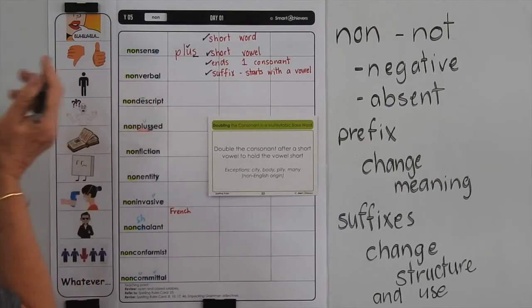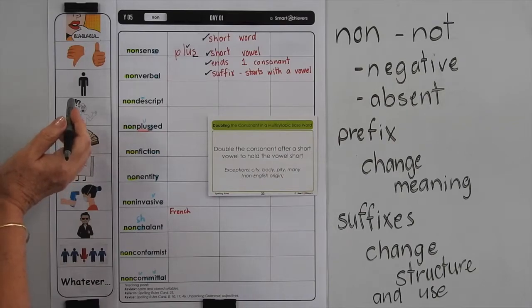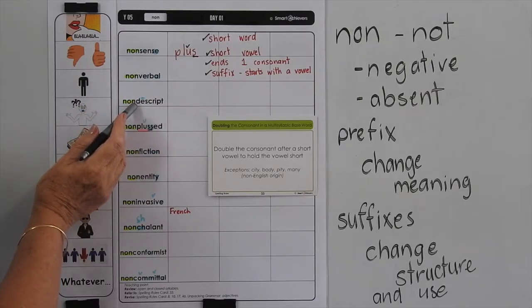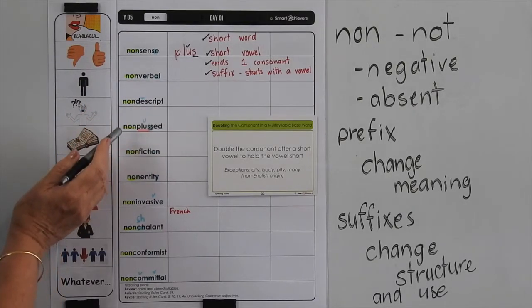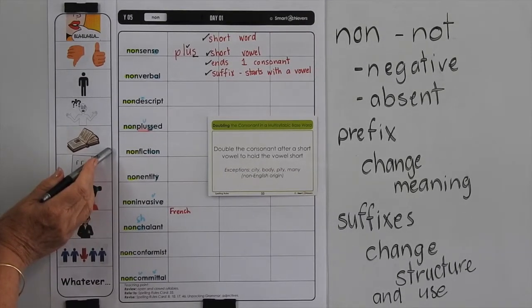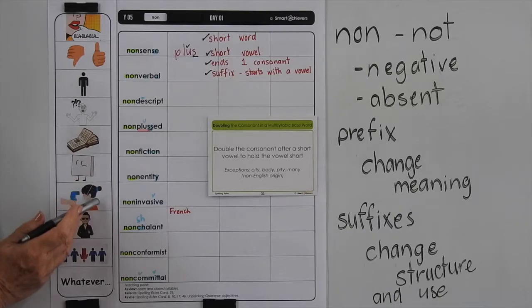Now, what does nonsense mean? Nonsense means words that have no meaning or make no sense. Non-verbal means not using words or speech. Nondescript means without distinctive features. Non-plus means surprised and confused and unsure of how to react. Non-fiction means writing that is informative or factual. A non-entity would be an unimportant person or event.